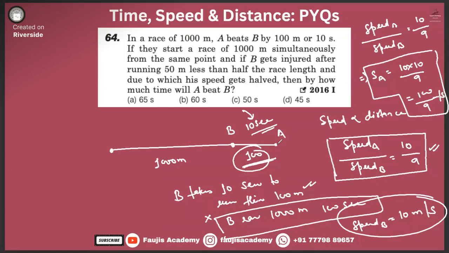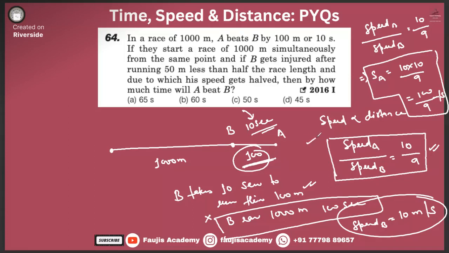Okay. If A beats B by 100 meters, it means A reached 1000, B reached 900. And B took another 10 seconds to cover this distance. Sir, we can also assume that A runs 1000 meters, right? Yes. So he takes X seconds. In the same X seconds, B runs 900 meters, right? But the difference between the distances is 100. The time taken by B to run those 100 meters is 10 seconds, because B is behind, right?